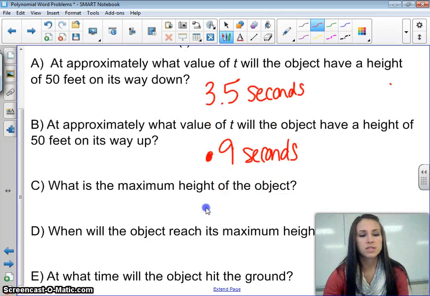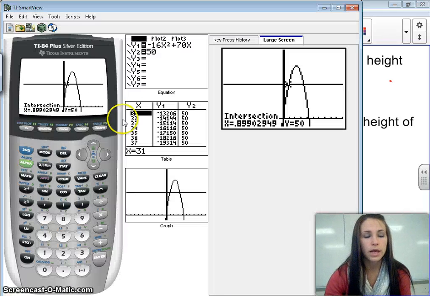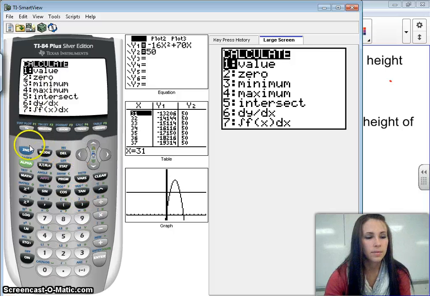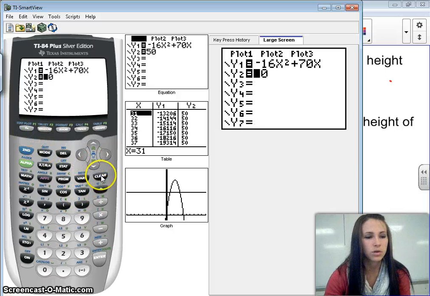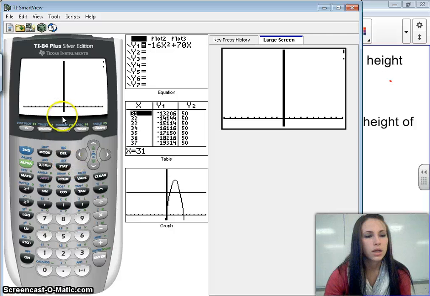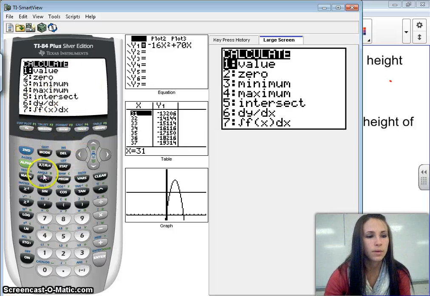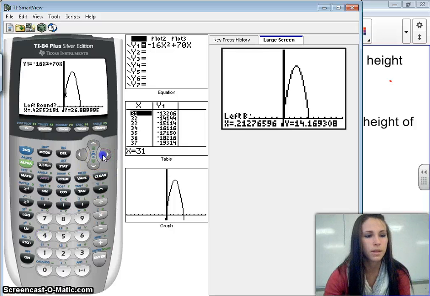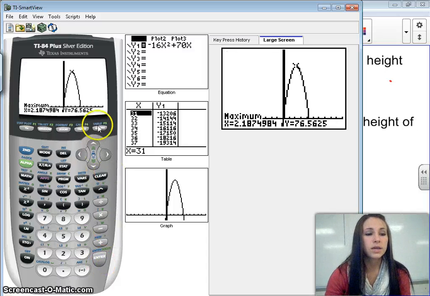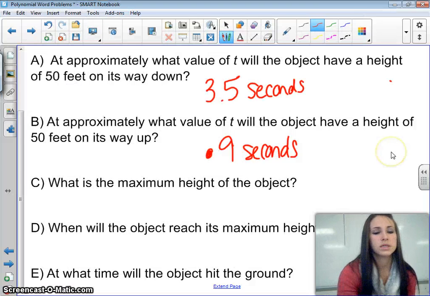Alright, now what is the maximum height of the object? So now on my calculator I'm going to find this maximum height. I'm going to calculate the max. I'm going to take that 50 out first, I don't really need that anymore. And then I'll find the maximum height of this function. So max, just like we've been doing. And my maximum height is going to be given by the y value. So I'm going to round that to 76.6.